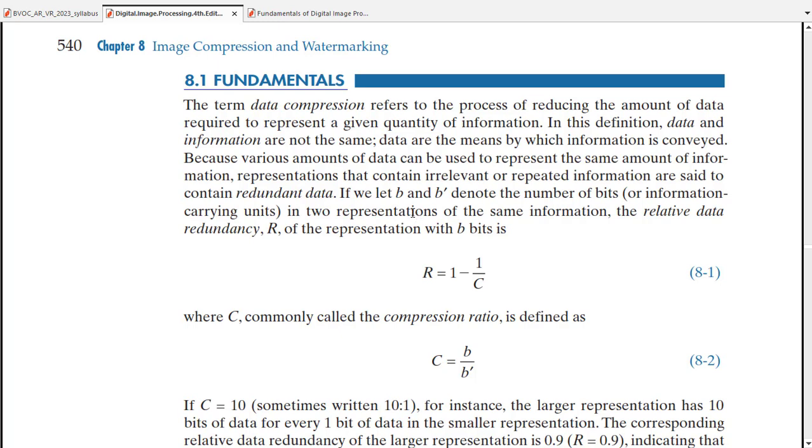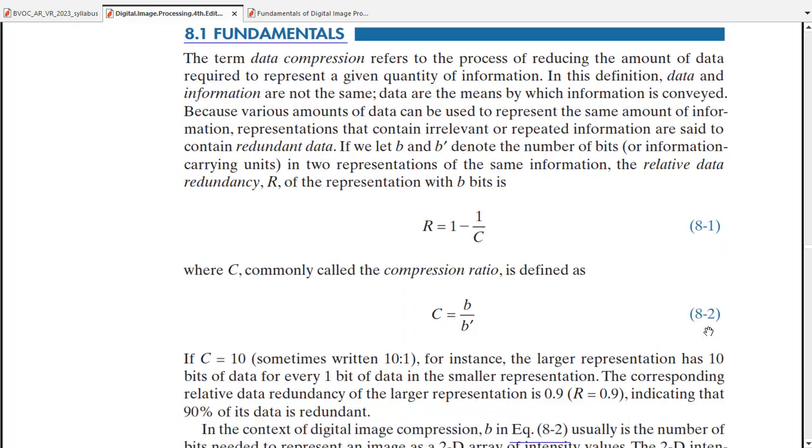If we let b and b dash denote the number of bits in two representations of the same information, the relative data redundancy R is R equal to 1 minus 1 by C, where C is commonly called the compression ratio. C equal to b divided by b dash, where b and b dash are the numbers of bits.